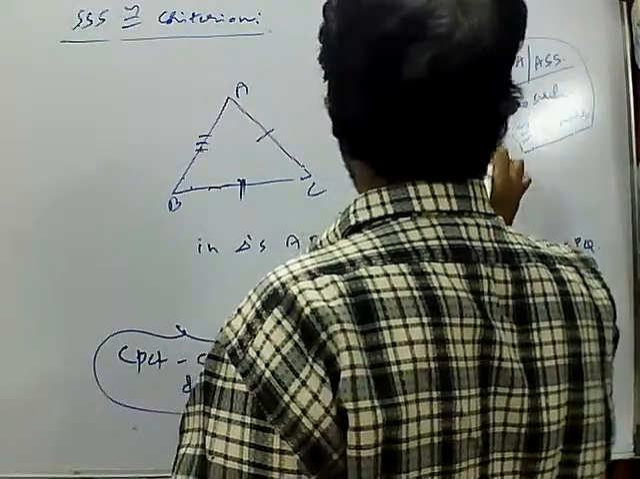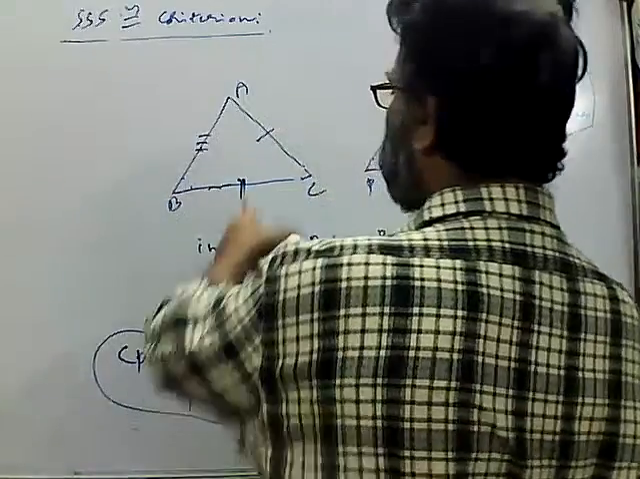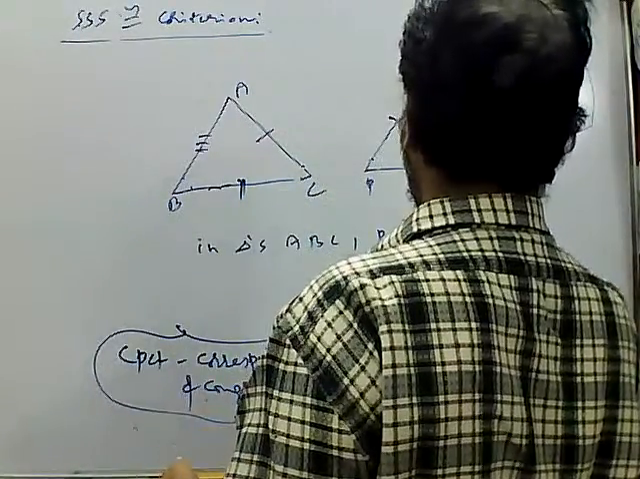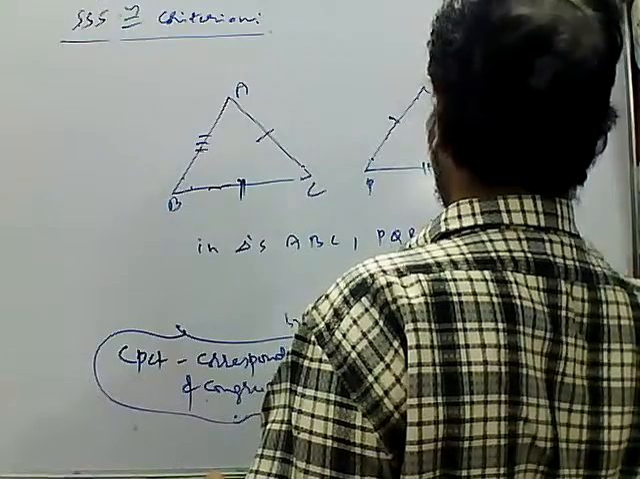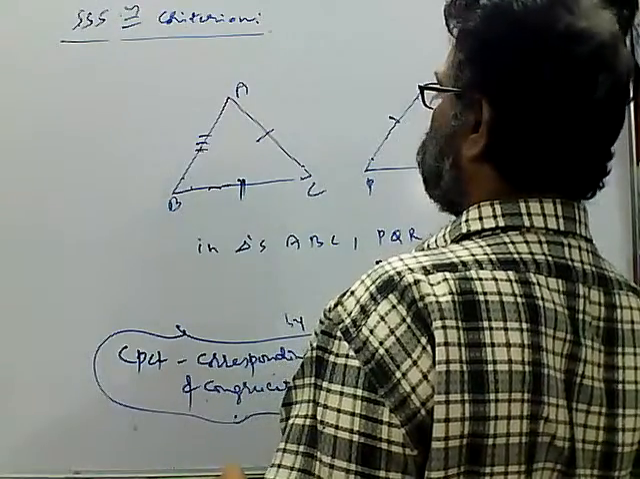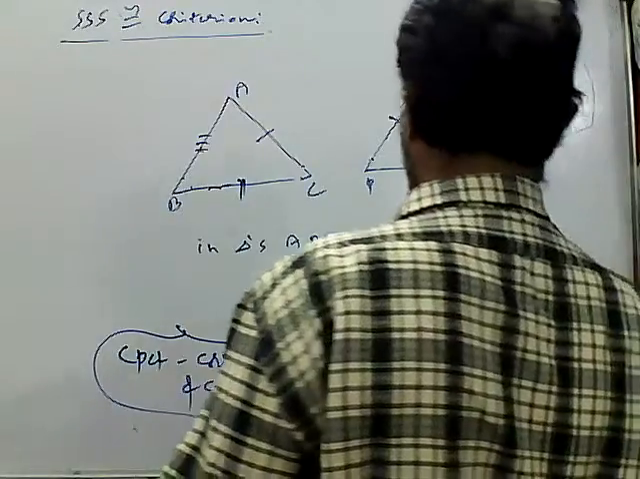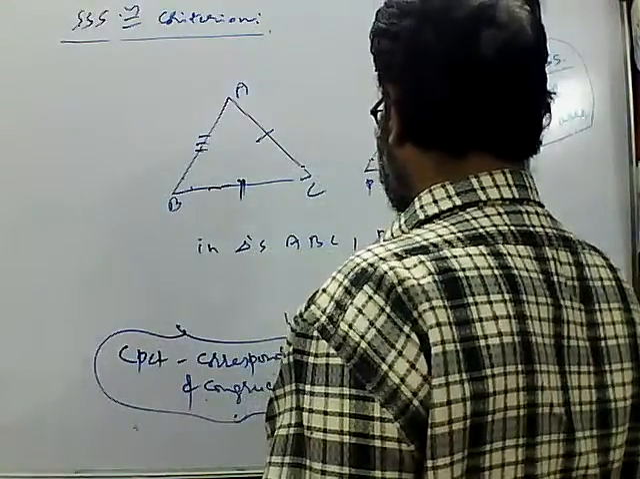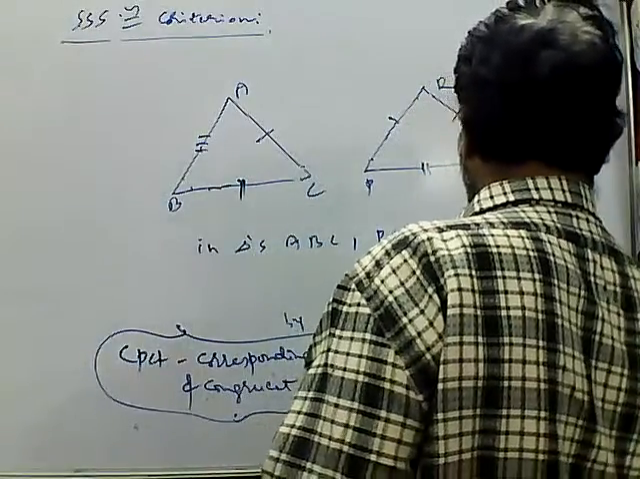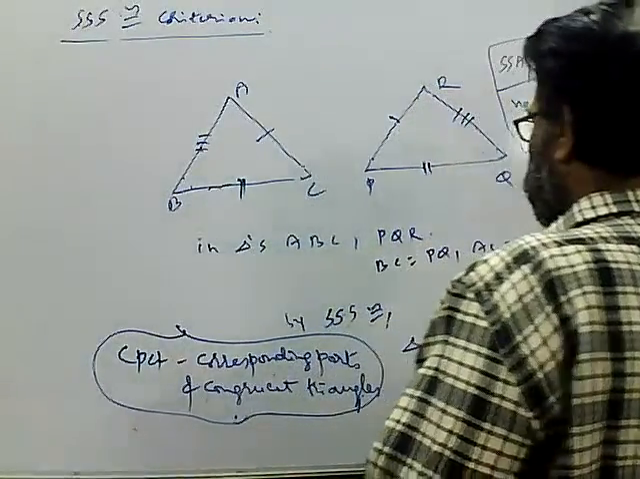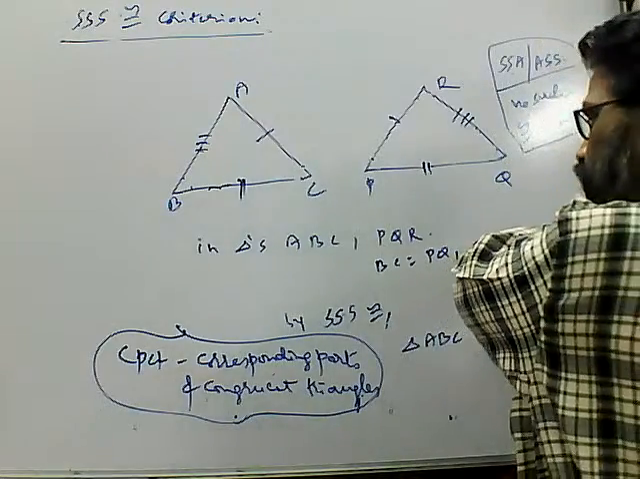So same symbols I have written here. So respective parts we take. BC is equal to PQ, AC is equal to PR, and AB is equal to QR. So by SSS congruency, ABC is congruent to, so BC, PQ, see here, BC, PQ, AC, PR.